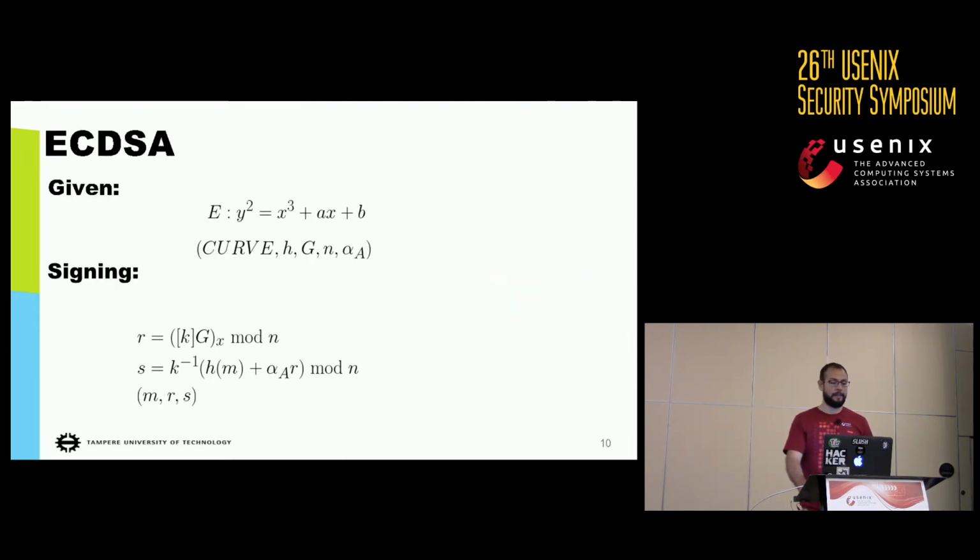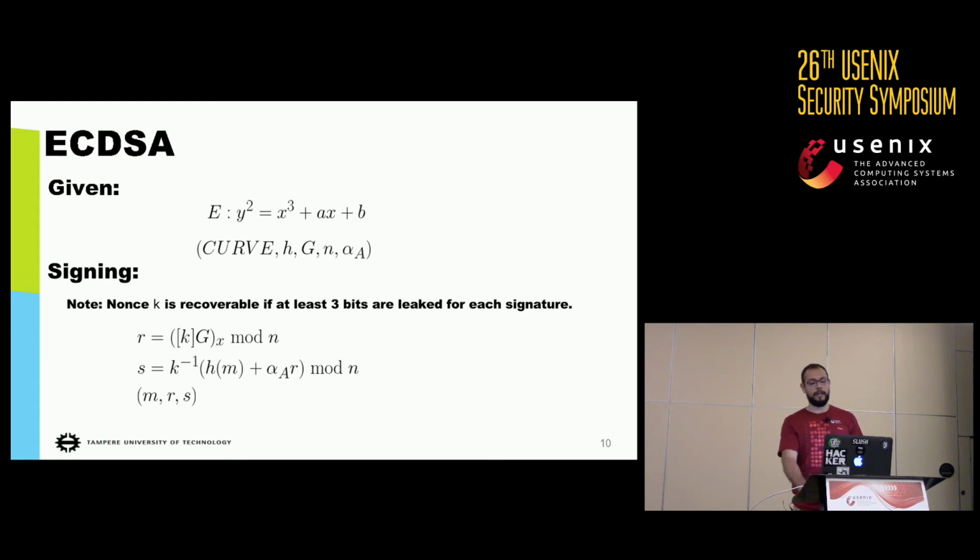So our primitive was ECDSA with the NIST P-256 curve. It's defined by that equation and those parameters: a curve, a hash, the base point, the secret key, and the prime modulus. A signature is given by R and S. R is computed by multiplying a nonce k by the base point, modulo n. This has been exploited. Note that the nonce k is recoverable if at least 3 bits are leaked for each signature. So you have many signatures, and if at least 3 bits are leaked for each of them, you can recover the nonce k, which leads to the recovery of the private key.